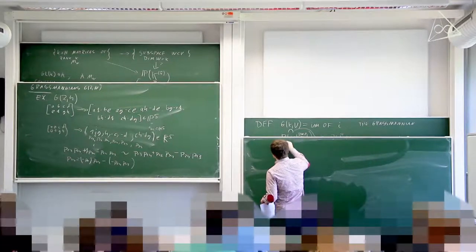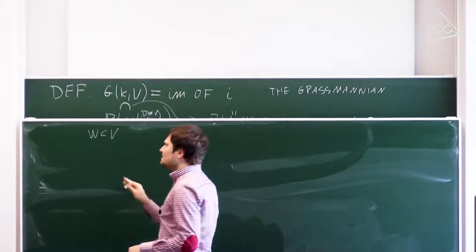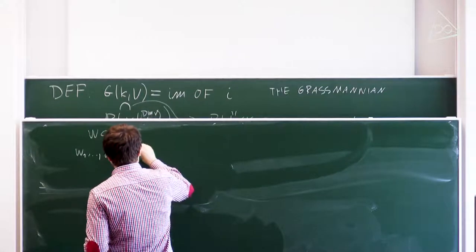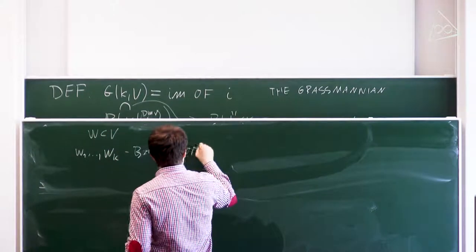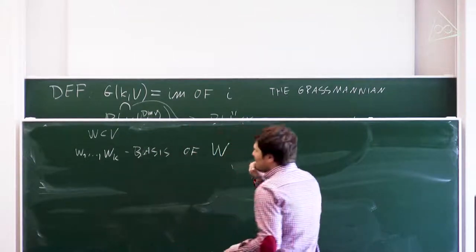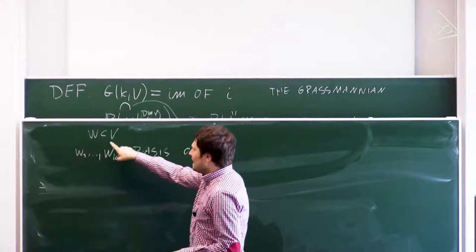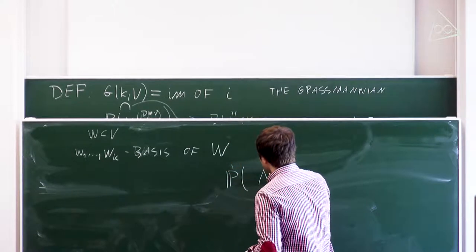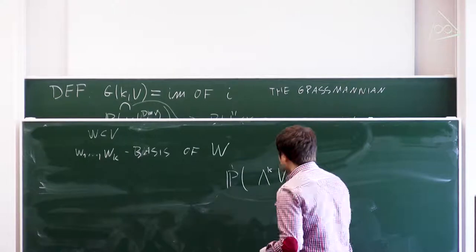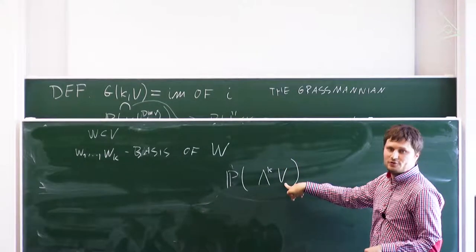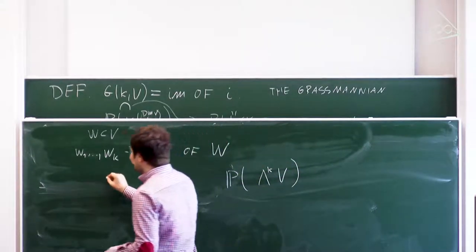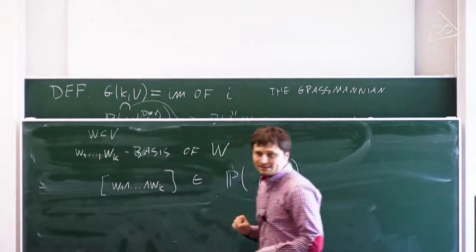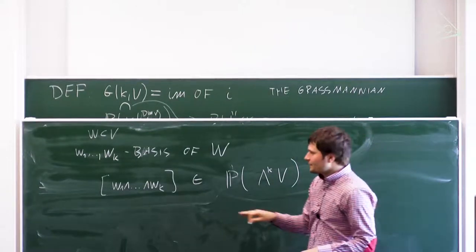Okay, so we have this W in V. Let's still choose a basis, w1 up to wk, of W. But let's associate to it a vector in the exterior algebra, or more precisely, in the projectivization. So for those of you who know the exterior algebra from linear algebra, there is a vector w1 wedge ... wedge wk in the projective space. And okay, so what is this?